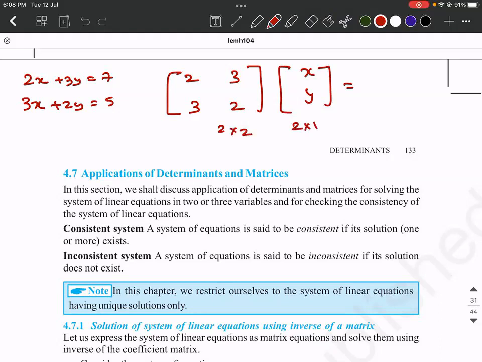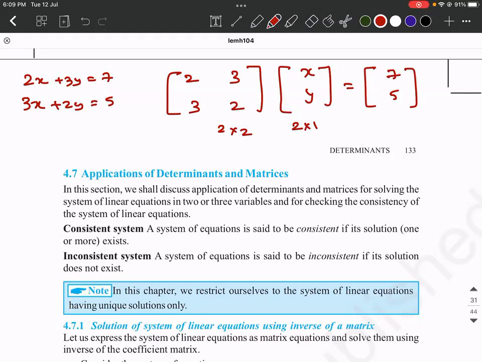When I multiply these two, what will be the order of the matrix I'm going to get? I'll get a 2 cross 1 matrix, and the 2 cross 1 matrix is going to consist of 7 and 5. Is it accepted? Right? So when you have a linear equation in two variables, what are you actually able to frame with the coefficients? Right?